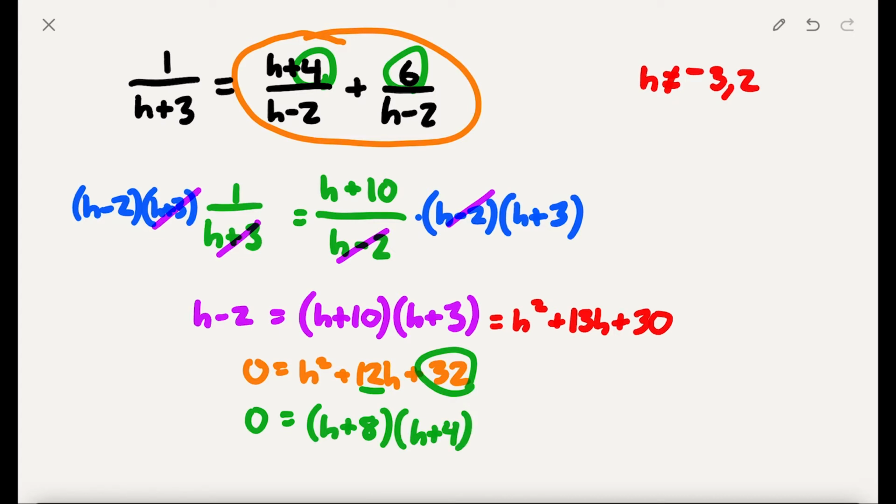Okay, so our 2 answers for this would be h is equal to negative 8 and h is equal to negative 4. Now, neither of those are part of that division by 0, so we don't need to worry about that, and these are our 2 answers.